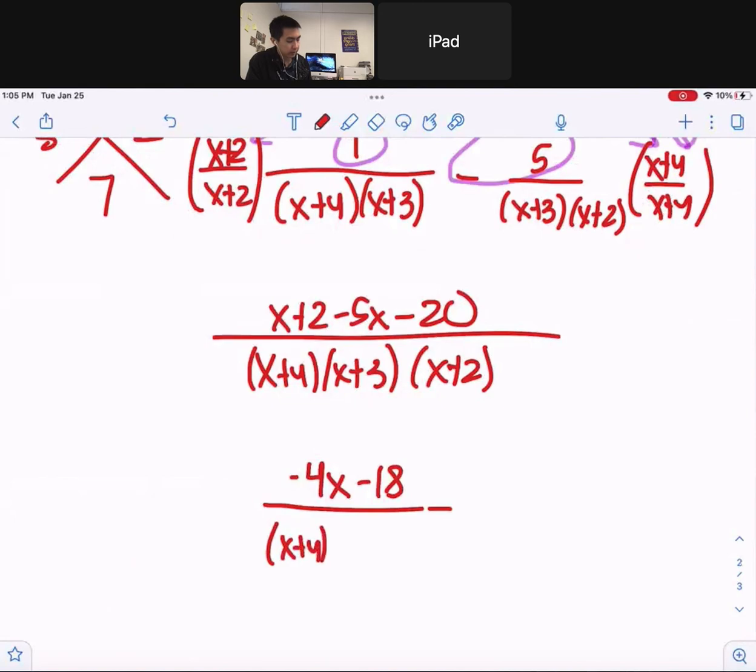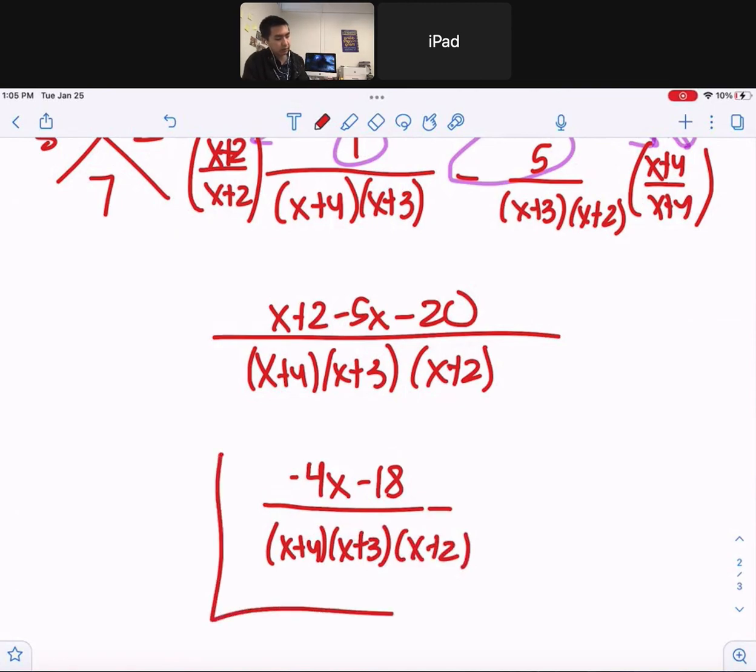And as you can see, the top, we can't simplify that. Even if we factor out a negative 2, it still will not cancel without anything on the bottom. So that is going to be your final answer.